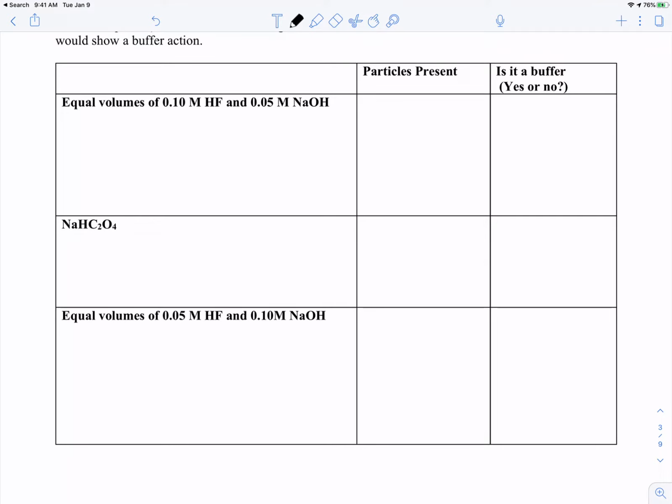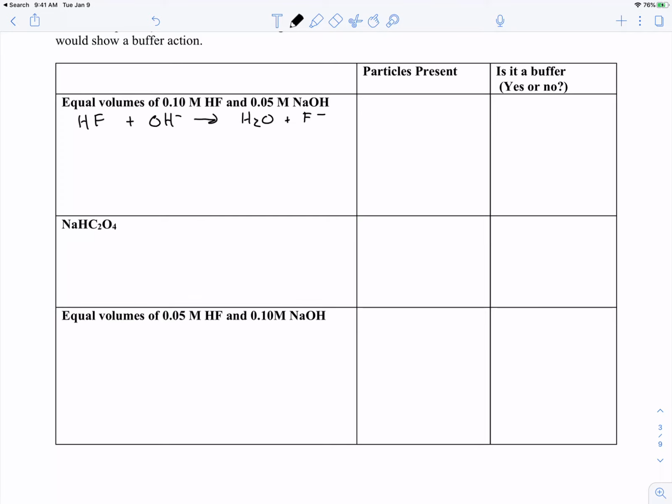So in this case, we're going to react hydrofluoric acid plus sodium hydroxide. The sodium hydroxide, of course, will dissociate into sodium and hydroxide ions. We'll produce water, and then we'll produce fluoride ions. So if we have, at the end of the reaction, hydrofluoric acid and fluoride ions present, we'll have a buffer. If we don't have one of them present, we don't have a buffer.